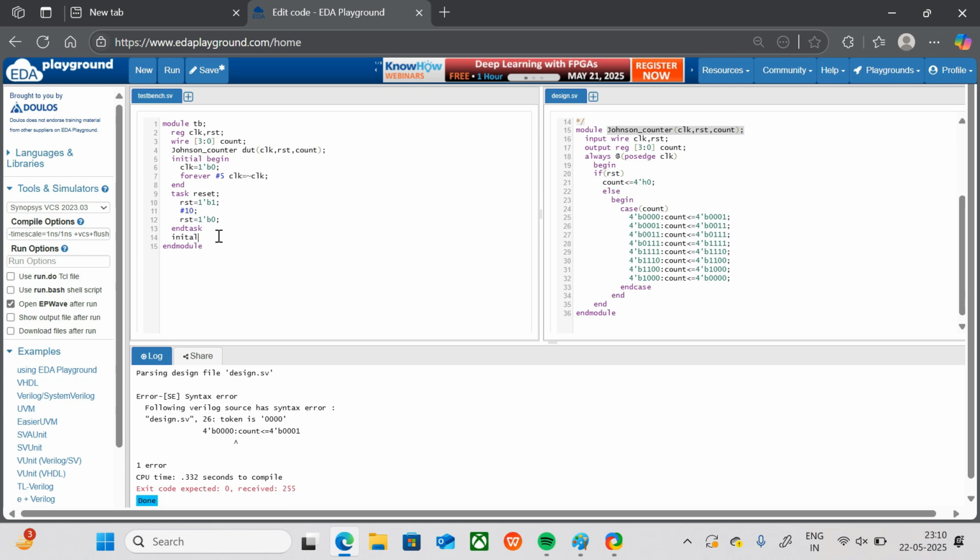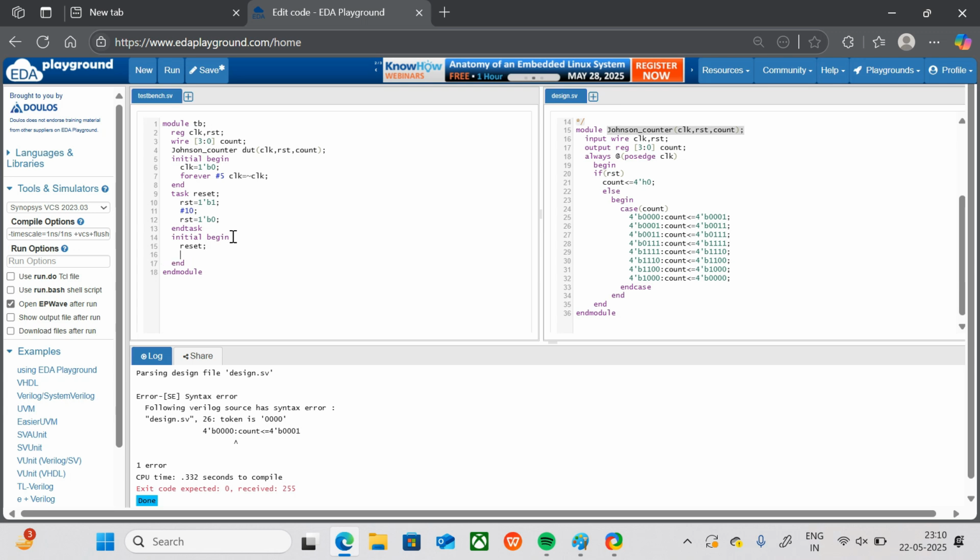Now let's consider one initial block. So initial, begin and end. So we have considered one initial block, and then we are calling our reset task. Whenever you call your reset task, for the first 10 cycles it will be high. Okay. So your reset value is high for the first 10 cycles, and that means your count value is 0. I hope you understand. Whenever your reset is high, your count value is 0. And after those 10 units of time delay, you make your reset signal low. That means your count should be incrementing, following whatever sequence we have decided.